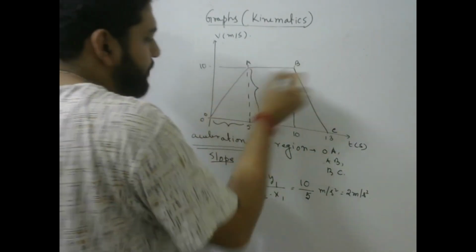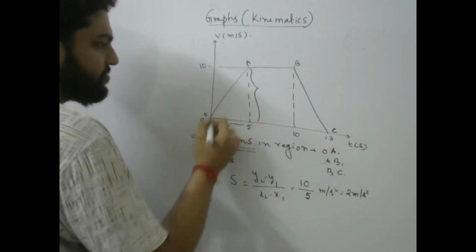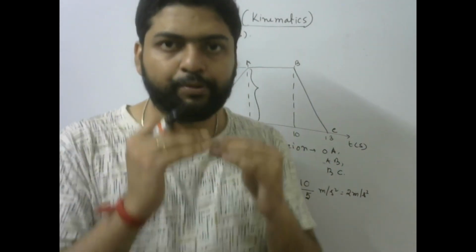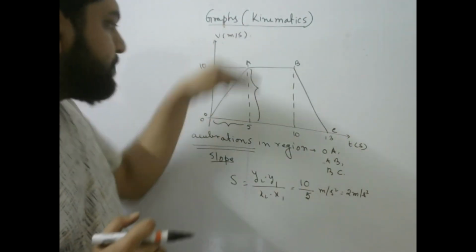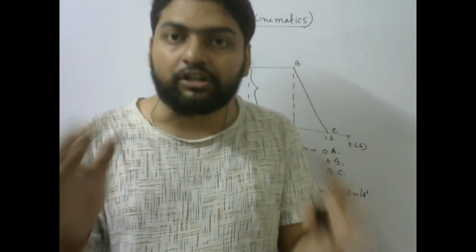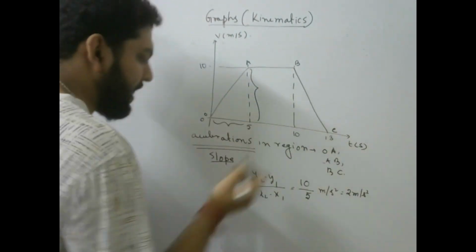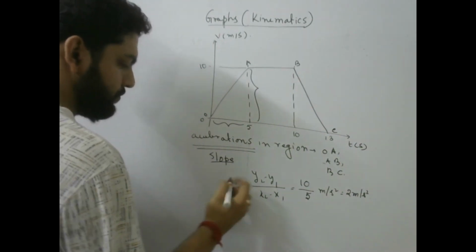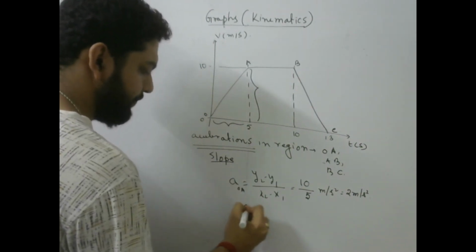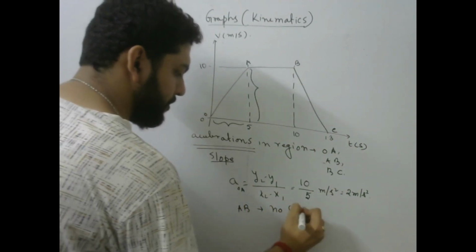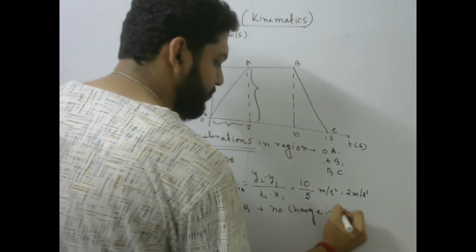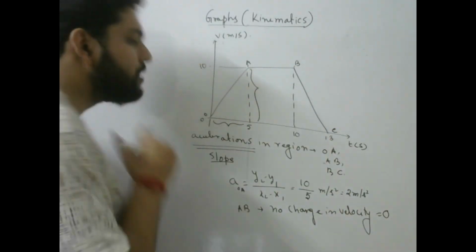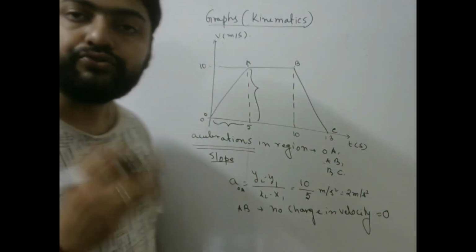Now AB is parallel to the time axis. That means there is no height. As AB is parallel to the time axis, its velocity remains constant. If velocity remains constant, no acceleration. So this is for OA. Then if I talk about the AB region, no change in velocity. So this is equal to 0. So acceleration is equal to 0.